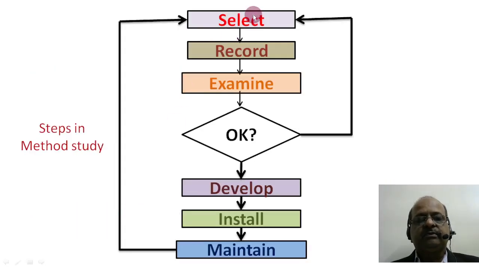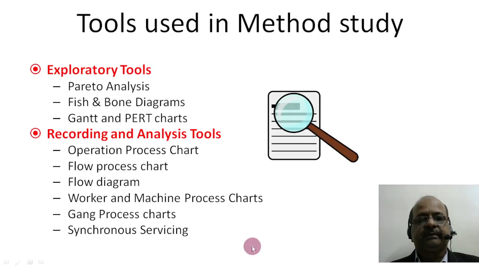The different steps involve 7 steps, such as select, record and examine. If the method we are examining is not suitable, we rework on that. Once the method under study has been selected properly, we record and examine it. If it is found okay, then we develop it, install it, and maintain it in the system.